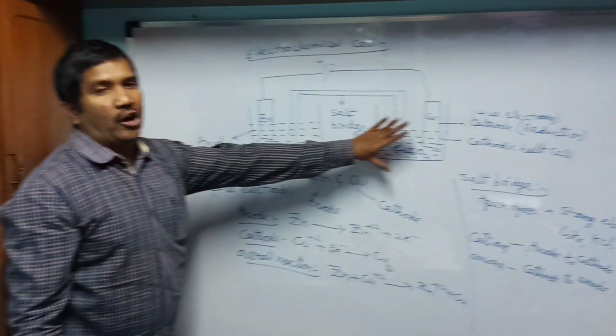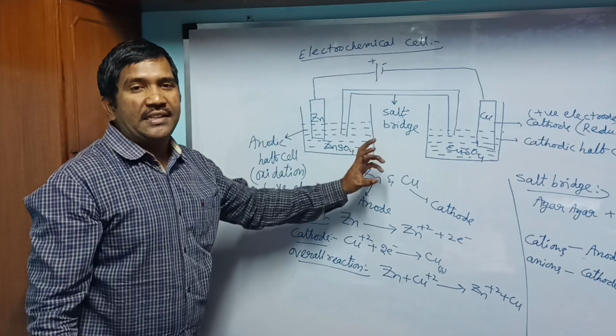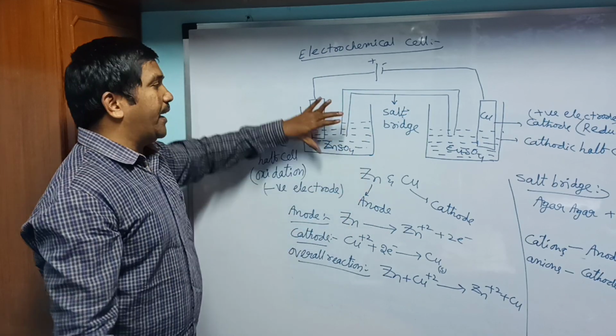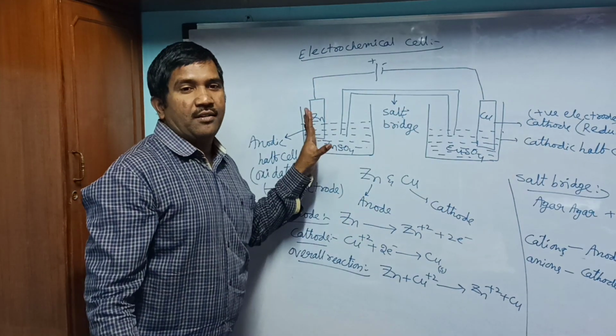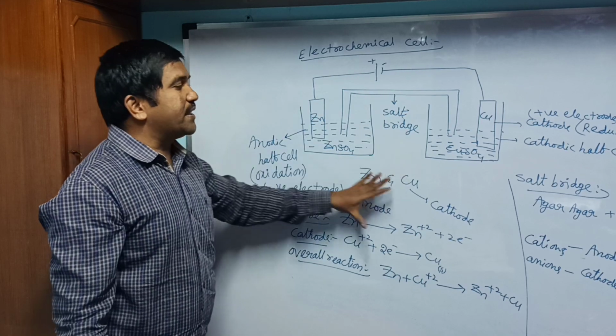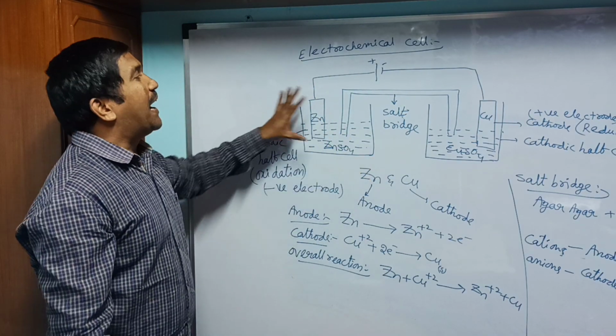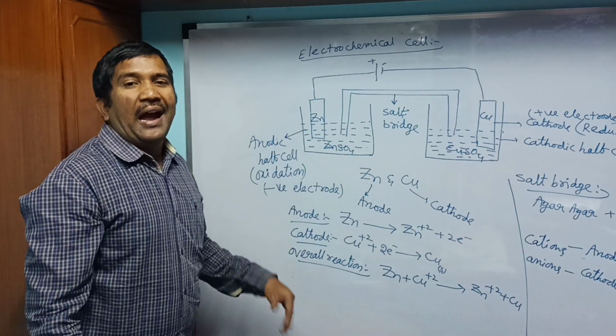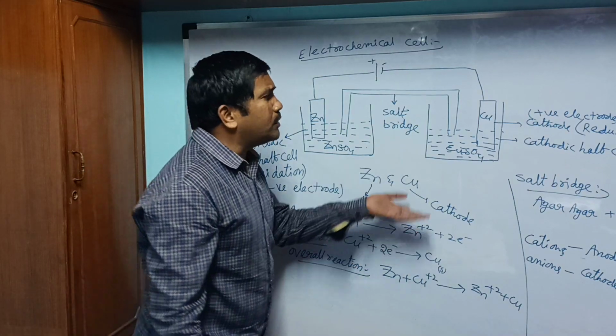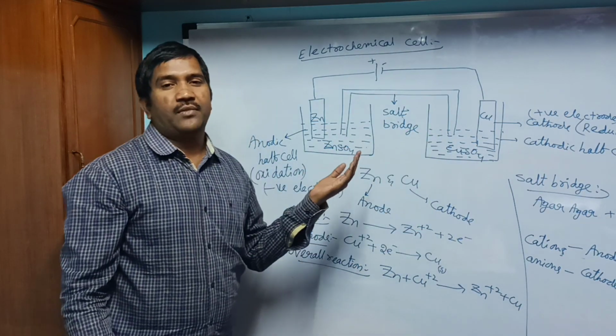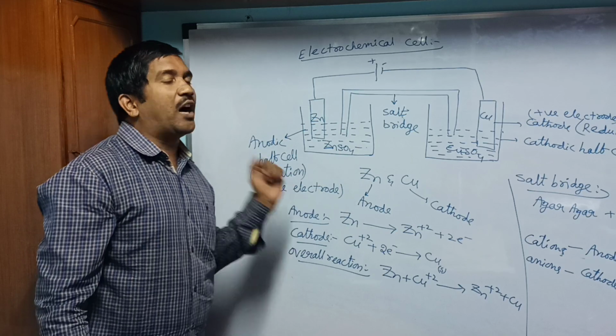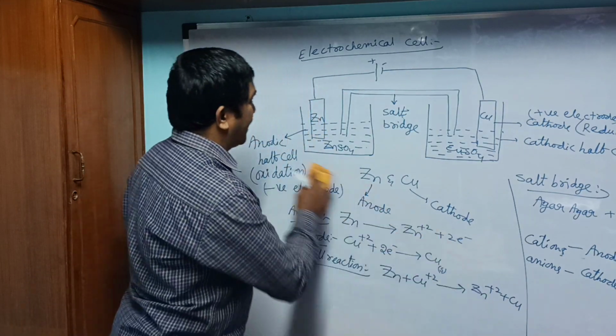So due to the flow of ions, the charges are neutralized in both the half cells. This is the main construction of the electrochemical cell. And next, how these half cells are represented. Representation of the half cell.